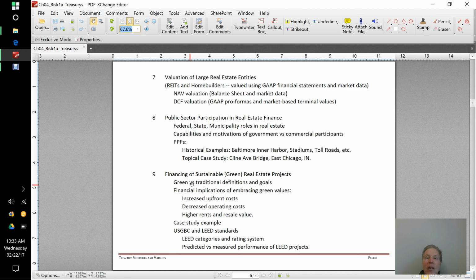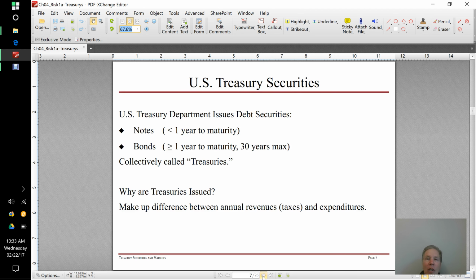And then finally, we will end the semester with financing of sustainable or green real estate projects, and we'll compare those to traditional projects. Okay, so that's where we are now, where we've been, and where we're going. So with that, let's move on to Treasury securities.